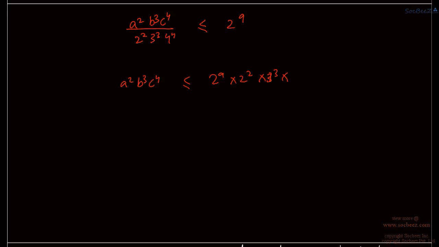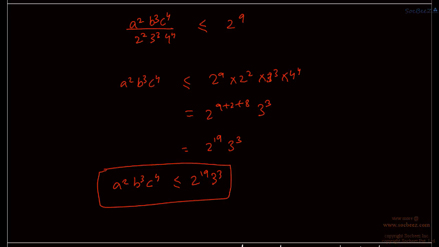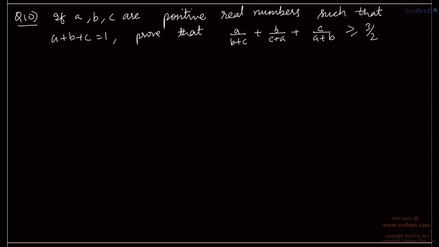2 power 9 into 2 squared into 3 cube into 4 power 4, which is equal to 2 power 9 plus 2, that is 9 plus 2, and 4 can be written as 2 squared, which gives me 8. Here, 3 cube, which is equal to 2 power 19, sorry, 3 cube. So I see that the maximum value of a squared b cube c power 4 is as high as 2 power 19 3 cube. This is the maximum value. Obviously the equality is the maximum one. Okay.